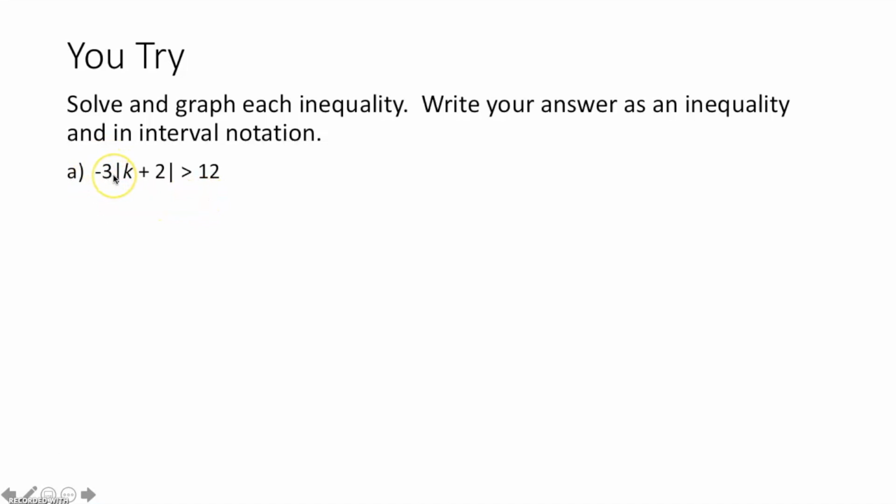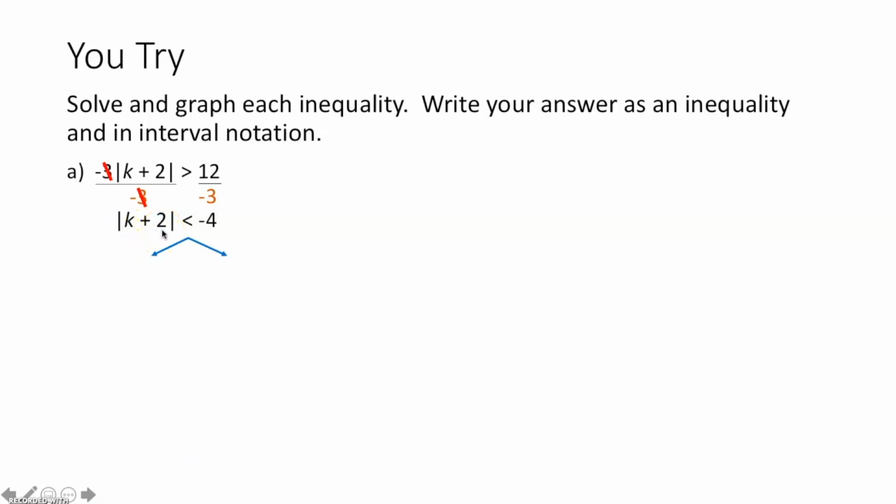Since it's negative 3 times the absolute value, I do the opposite, the inverse. I divide both sides by negative 3. That way these cancel out. And now, since I divide by a negative number, I have to flip my inequality sign. So I get the absolute value of k plus 2 is less than negative 4. Uh-oh. You could stop right away and say no solution, or you could continue on.